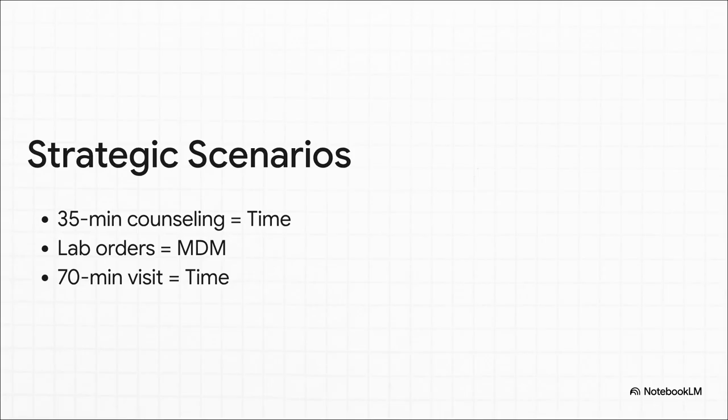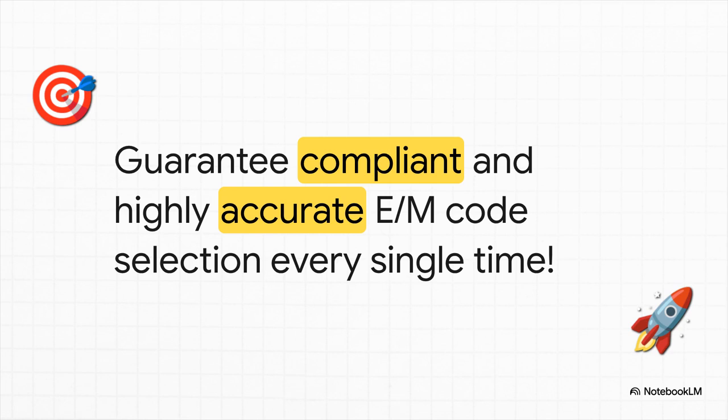And finally, say you have a massive 70-minute visit for a new cardiac patient with tests ordered. That total time easily rockets you up to a 99205 based on time. See how applying this strategy maximizes your accuracy? And there you have it, folks. When you master these dual pathways, really understanding exactly when to leverage the cognitive depth of MDM and when to utilize the sheer effort of total time, you are guaranteeing confident, compliant, and highly accurate E&M code selection every single time you sit down at your desk.